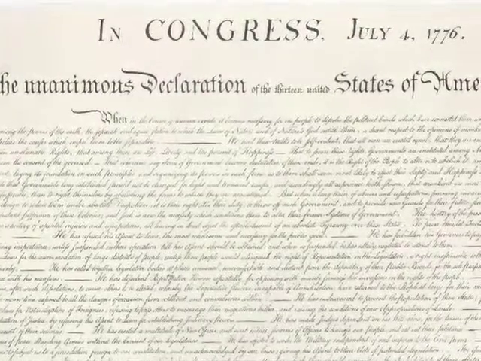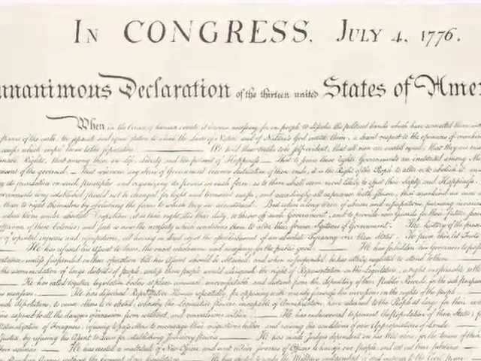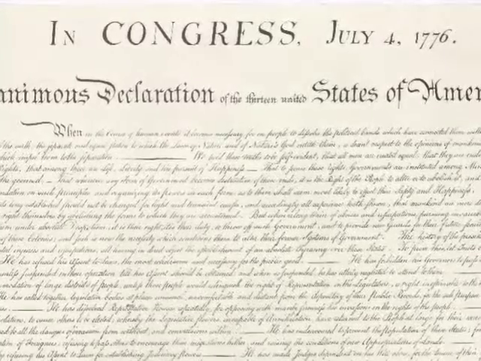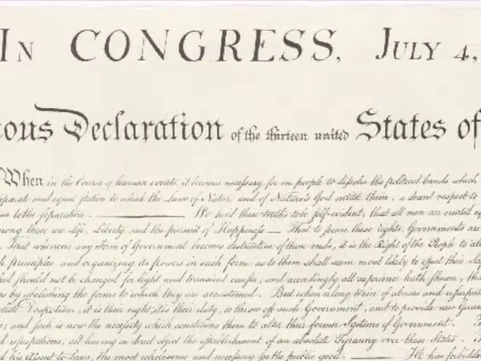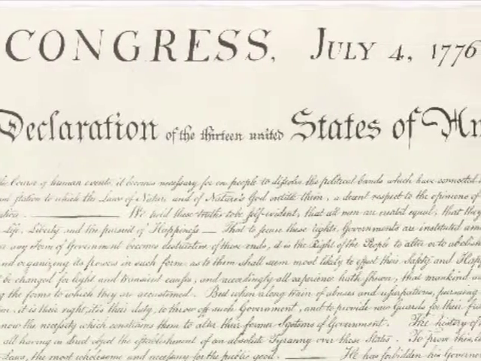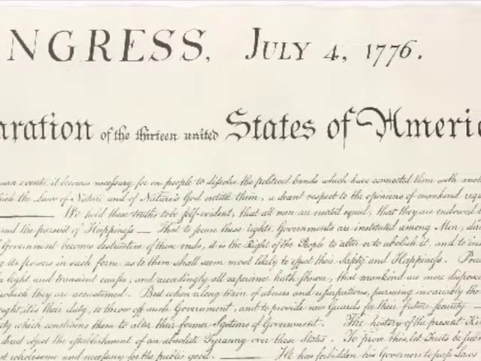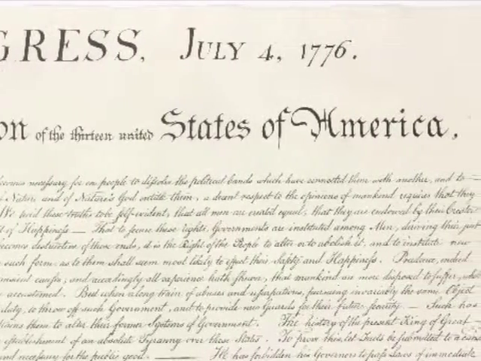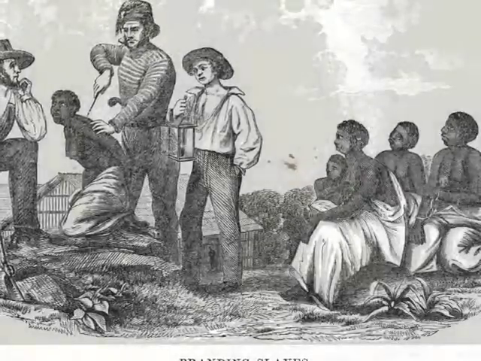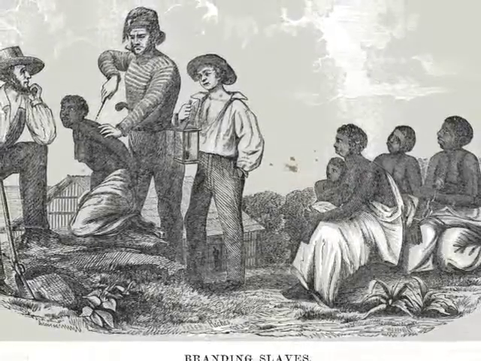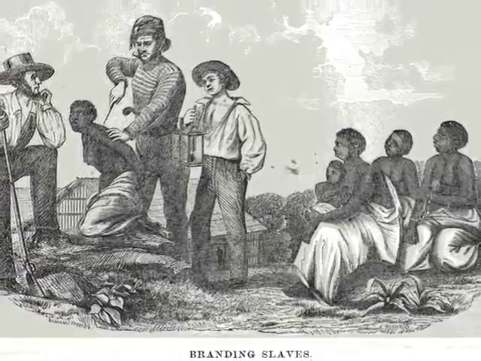We hold these truths to be self-evident, that all men are created equal, that they are endowed by their Creator with certain unalienable rights, that among these are life, liberty, and the pursuit of happiness. The Declaration of Independence. But not all men were treated equally in the United States during the early 1800s.